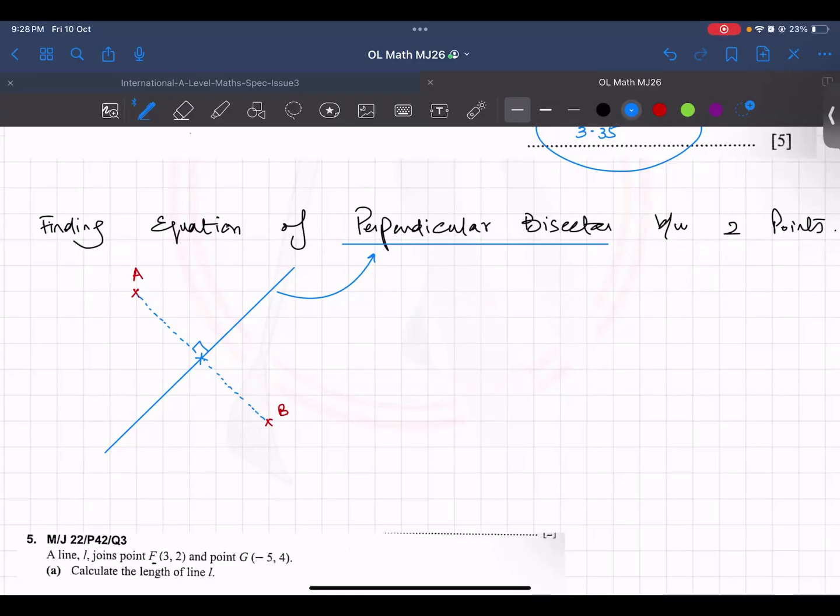Now how do you find this? So you would need a point on this line, you would need the gradient. So you would need the gradient of the perpendicular bisector, and you would need the point through which it is passing. And we can see it is passing through the midpoint of AB, which is this point.